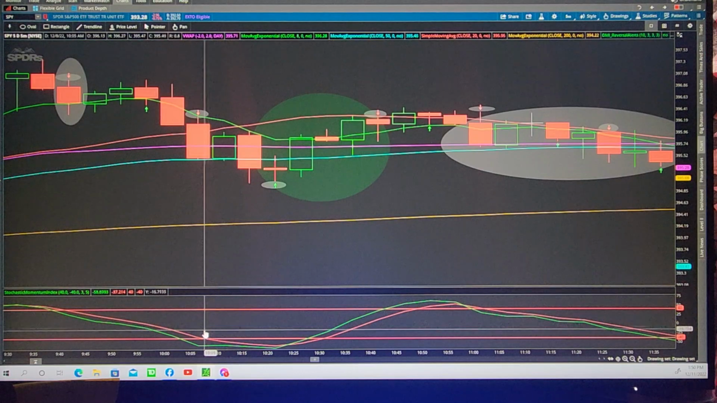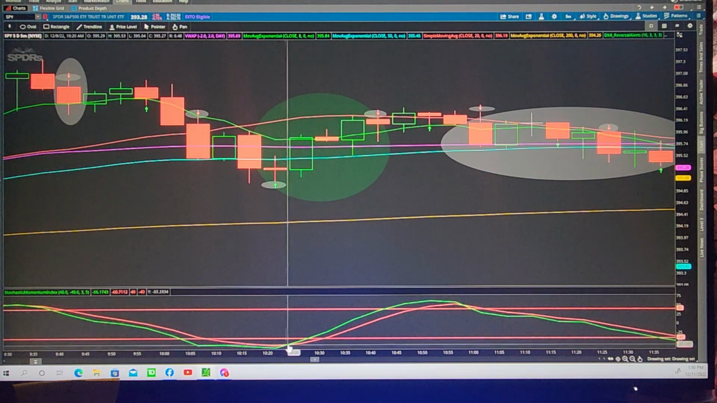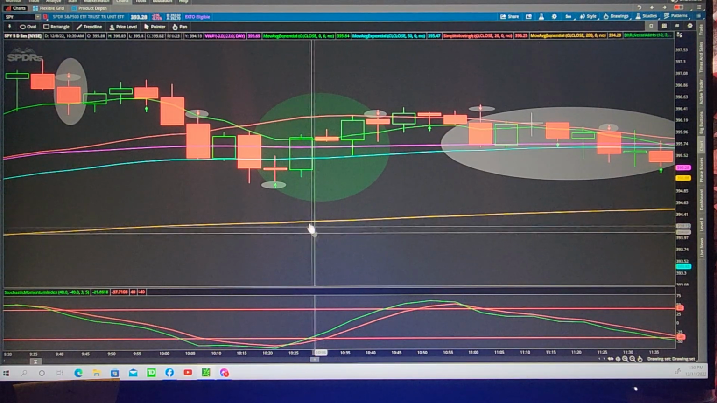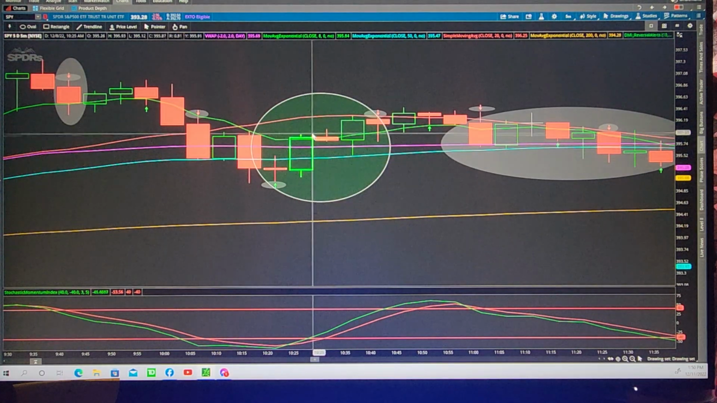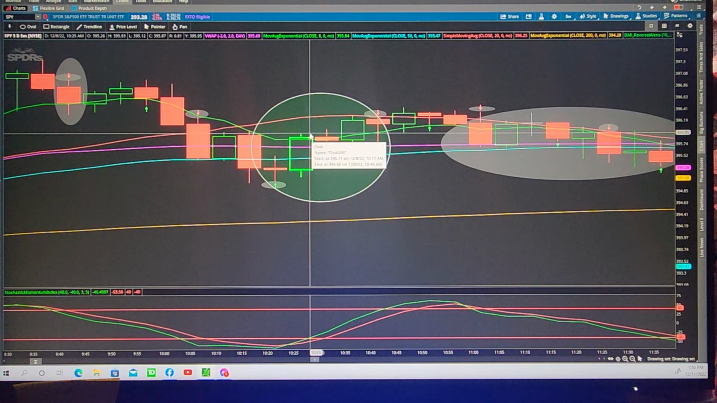I did take this one. We're pretty far extended below the 40. I got a nice strong crossover where the lines aren't kind of running sideways. So we got a strong crossover. I bought in on this candle. By the top of this candle, I'd hit my 10%. I was out of the trade.